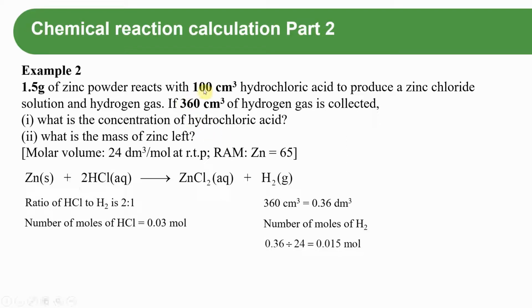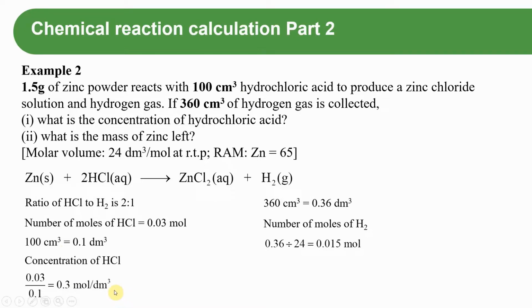And the question tells us there's 100 cm³ of hydrochloric acid. We change it to dm³. So now we can find the concentration by dividing mole with volume. So the concentration of HCl is 0.3 mole per dm³. So that's for part 1.